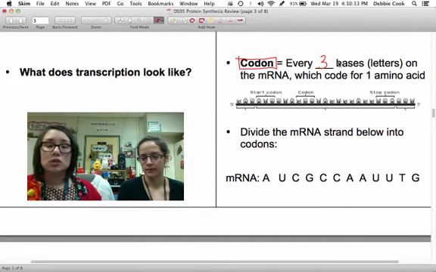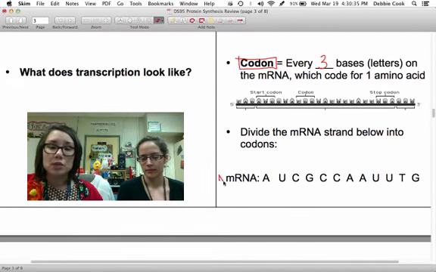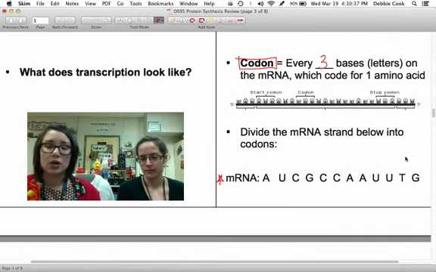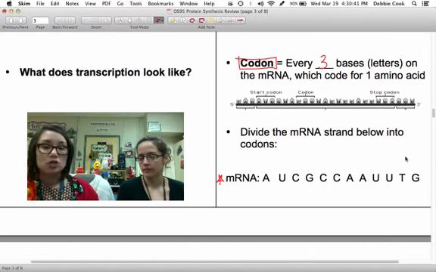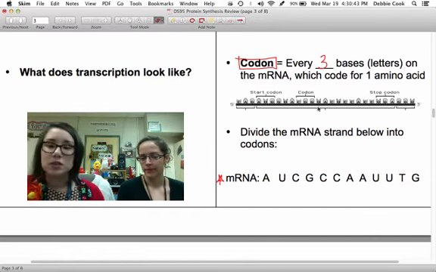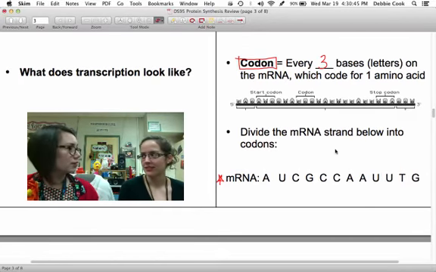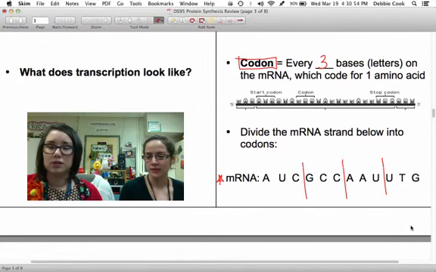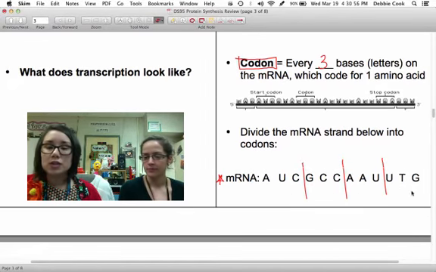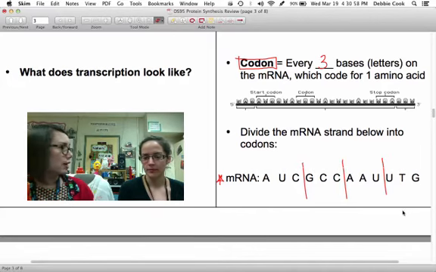So in order to start this process, we're going to look at our original messenger RNA, and here it is right here. And all we're going to do is we're going to create these chunks, or codons. So where am I going to put in my lines, Mrs. Davidson? Every 3 letters. Every 3 letters. So AUC, draw a line. GCC, draw a line. AAU, draw a line. And then UTG would be your last codon. Okay, so looking at this strand, how many codons do I actually have?